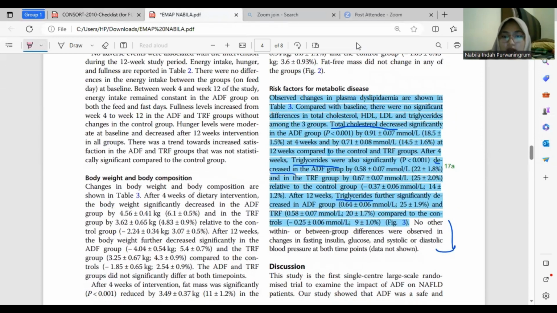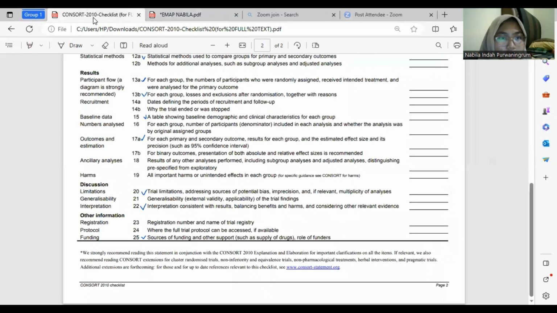This is the 17A. We know that there is a total cholesterol decrease, triglycerides also decrease, and then after 12 weeks, triglycerides also decrease in the ADF group, etc. And then we are going to next go to 17B, for binary outcomes, presentation of both absolute and relative effect size is recommended. Unfortunately, in this article, we don't find it.